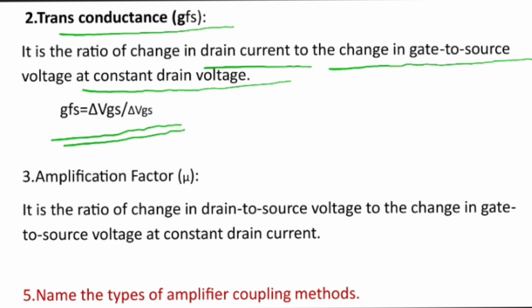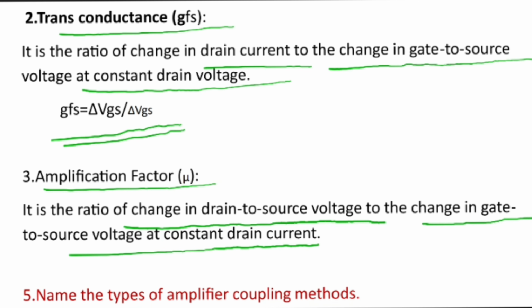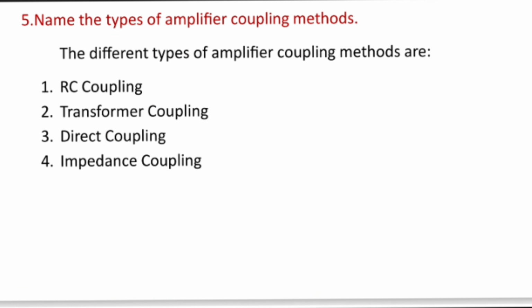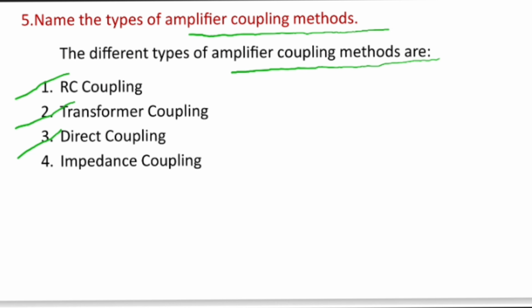Next is amplification factor mu. It is the ratio of the change in drain source voltage to the change in gate source voltage at constant drain current. This definition you can write. Name the types of amplifier coupling methods. There are different types of amplifier coupling methods. One is RC coupling. Second is transformer coupling. Third is direct coupling. Fourth is impedance coupling.